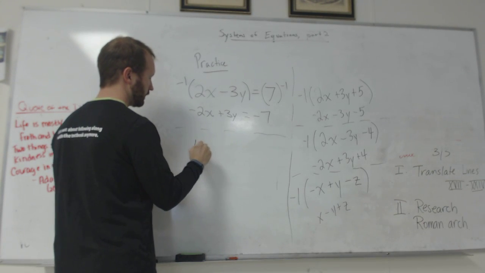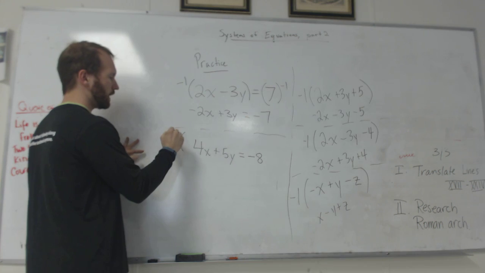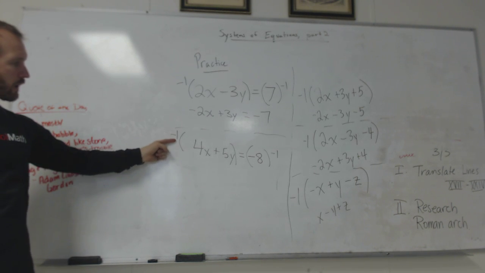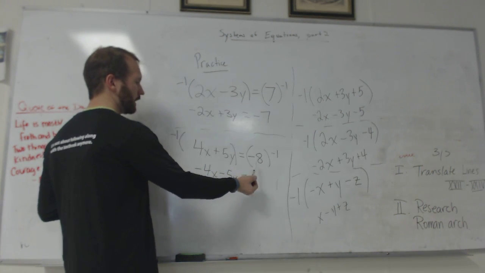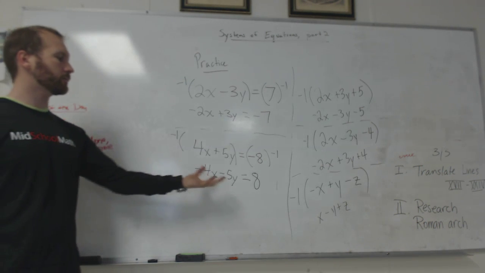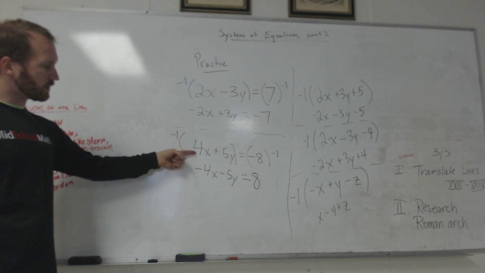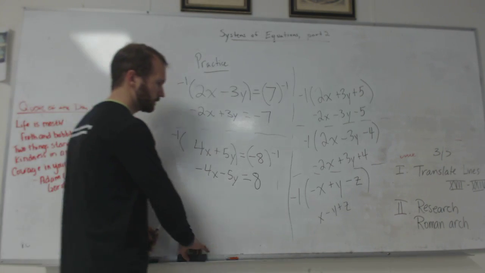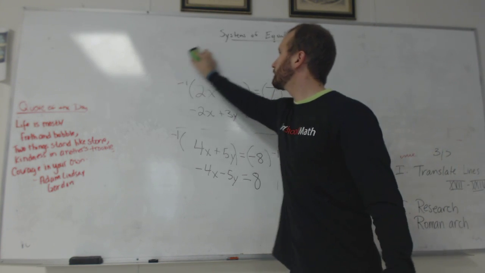So I'm just switching all the signs, right? What if I had this equation? 4x plus 5y equals negative 8. Let's say I wanted to multiply both sides times negative 1. What would I get? Negative 1 times 4x is negative 4x, minus 5y. Negative 8 times negative 1 is positive 8, right? We don't write positive, but we could say positive 8. So I switch all of my signs when I multiply by negative 1. Okay. Questions about that skill of multiplying by negative 1?